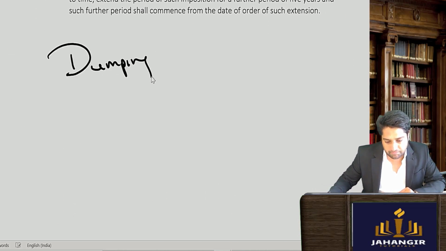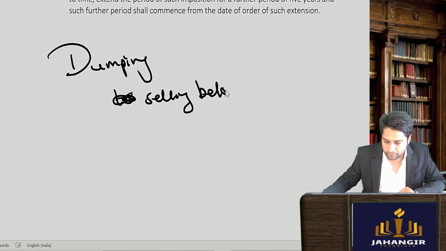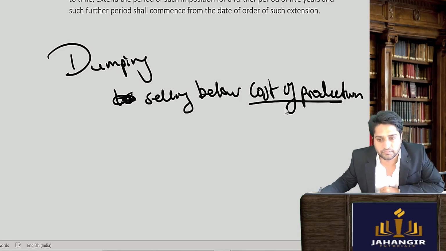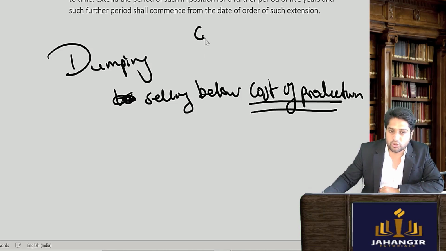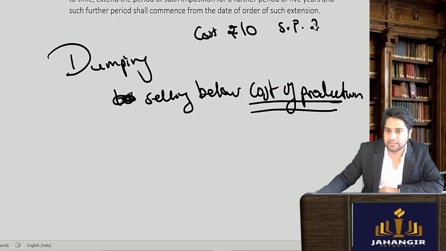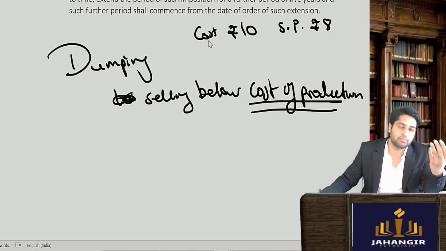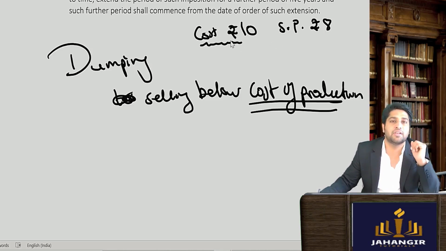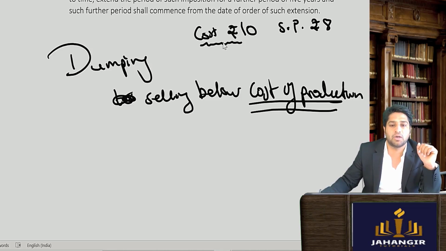Dumping means selling below the cost of production. Imagine the cost of the product is rupees 10 and the selling price is rupees 8. Worldwide it will be the same: if Indian manufacturers' cost is 10, even in China it must be costing 10, and all over the world it is costing 10.